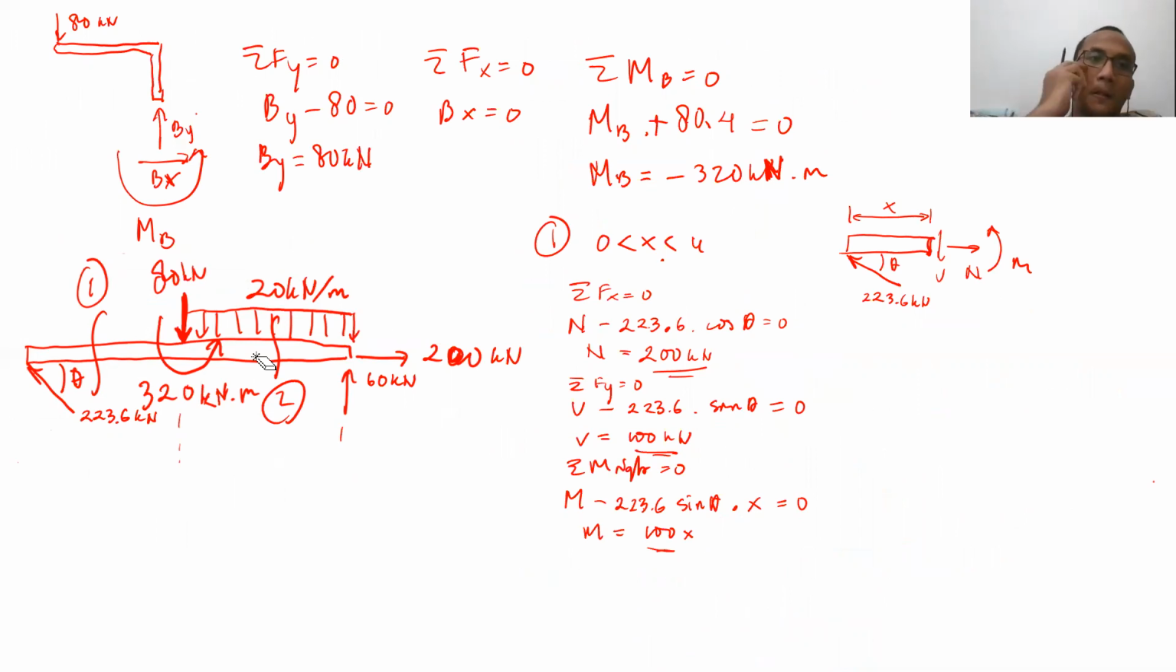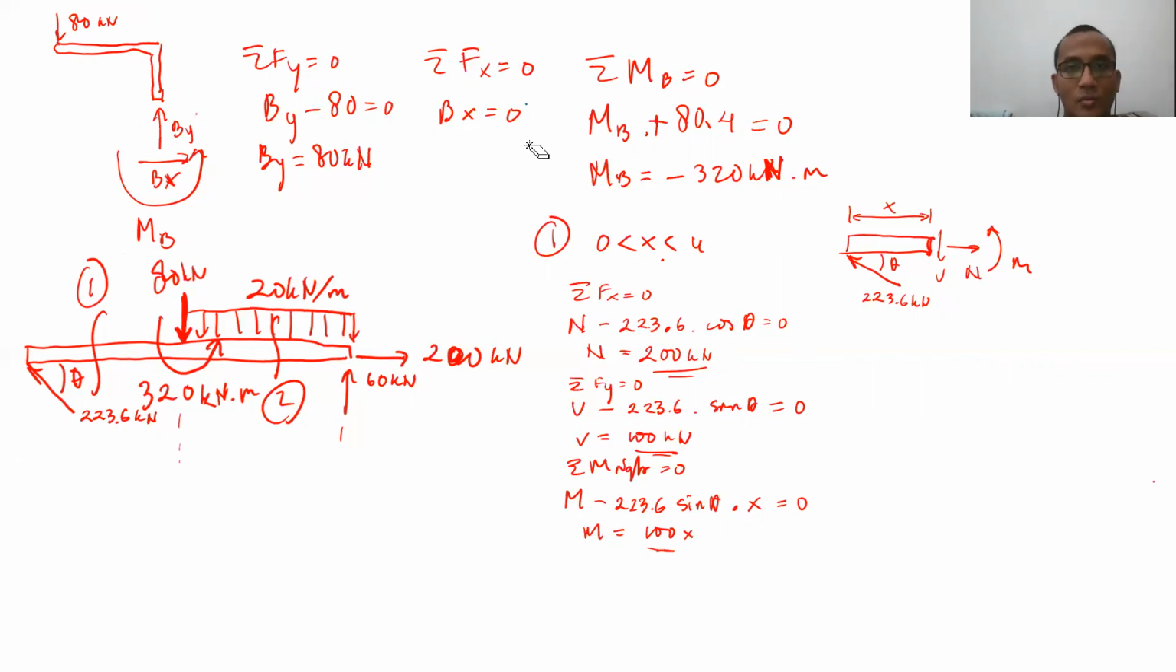Using sigma Fy equal to 0, what I will get is By minus 80, because only the 80 kilonewton and By are there as vertical force components. By minus 80 is equal to 0. That's why my By is 80 kilonewton. Then using sigma Fx equal to 0, there are no horizontal components besides Bx. That's why this is the only one. Bx is equal to 0.